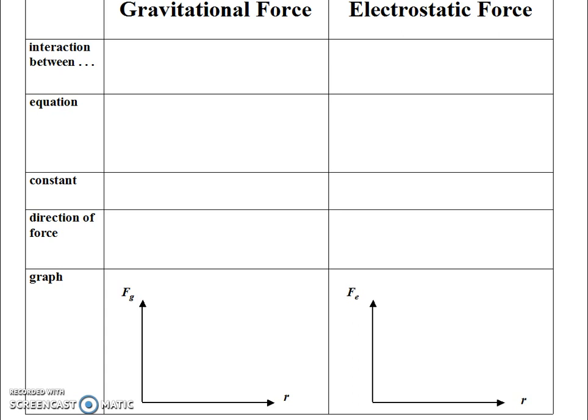Alright, so let's start with the interaction between. So what do objects have that allow them to interact in a gravitational way? Well, of course, it's mass. Really, it is a universal law, so it's the interaction between any two masses, right? You put any two masses in the equation, you can find the gravitational force between them.